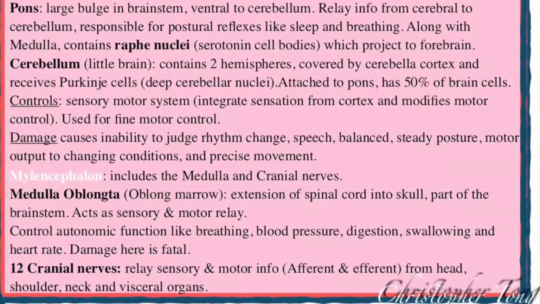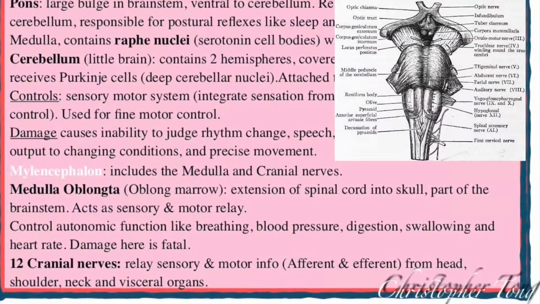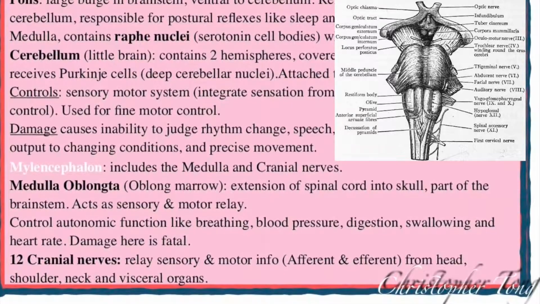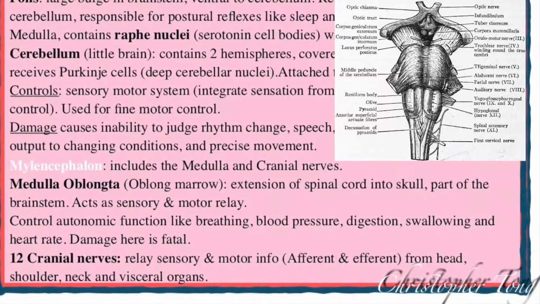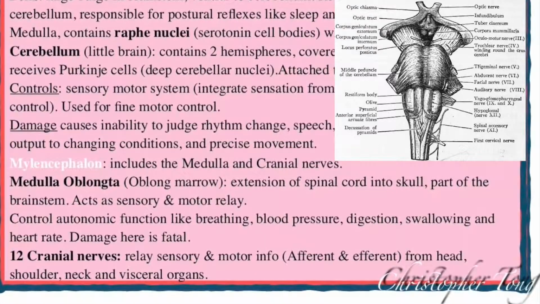The next subregion of the Rhombencephalon is the Myelencephalon, which includes the medulla and the cranial nerves. The medulla oblongata, or the oblong marrow, is an extension of the spinal cord into the skull, and it houses parts of the brainstem. It acts as the sensory and motor relay, controlling autonomic functions like breathing, blood pressure, digestion, swallowing, and heart rate. Damage here in the medulla oblongata is fatal.